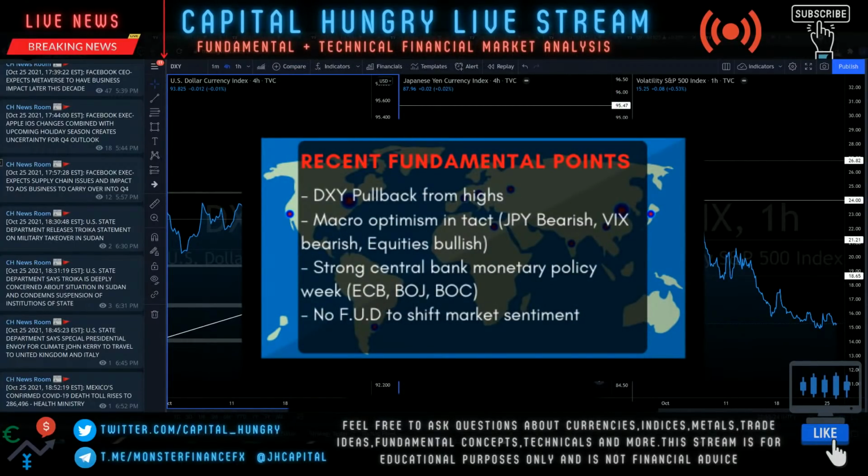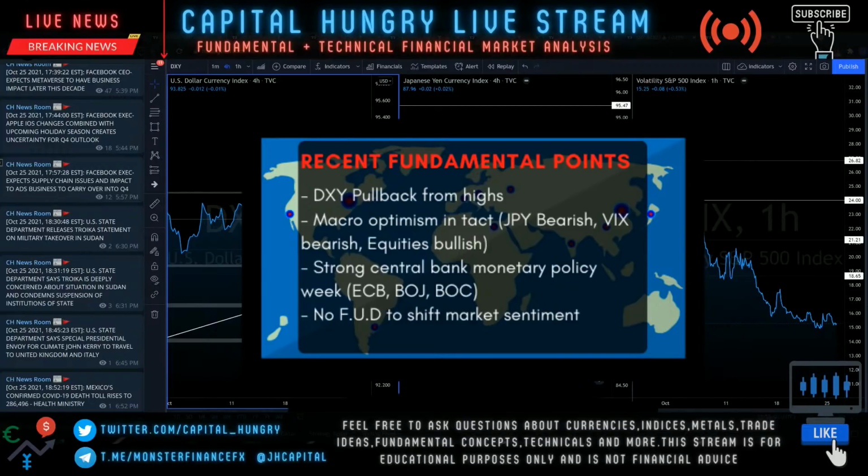Recent fundamental points that are having a major impact on the trading instruments that we trade day after day: the world reserve currency, the US dollar, is having a pullback from its highs and is currently in some intraday bearish market structure, as we're seeing profit taking by buyers at intraday highs printed at a key weekly level, and just a pullback to retest better demand areas.